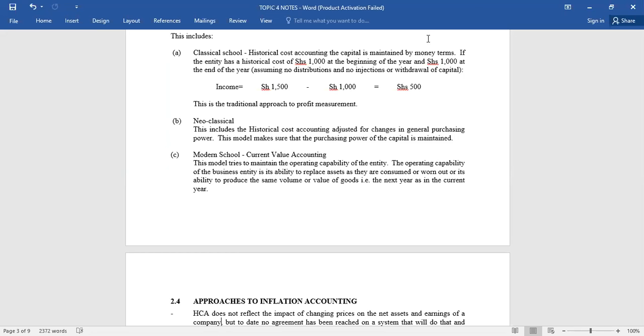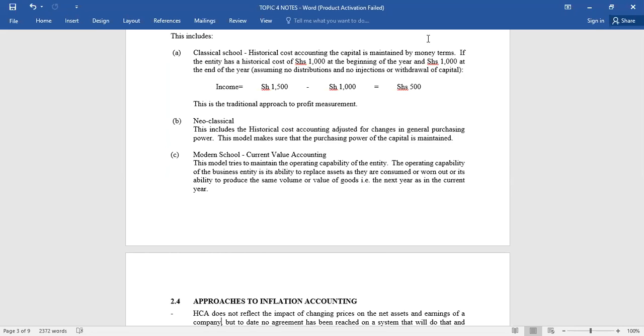So any other entry that I'll be doing, albeit depreciation or the depreciation method, I'll consider this as my cost. So if we have a historical cost, let's say of 1,000 as at the beginning of the year, and at the end of the year, assuming no distribution and no injection or withdrawals, we expect that we are going to have that 1,000 retained. So any figure over and above the 1,000 or over and above the historical cost becomes now our income. It is so traditional, no adjustments.